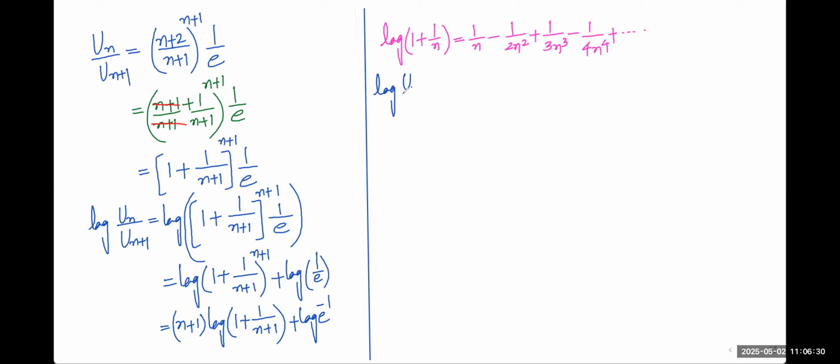Log of un by un plus 1 is equal to n plus 1 will be there outside. Let it be, keep it. First term is 1 by n plus 1, minus 1 by 2 into n plus 1 whole square. In the whole textbook there are only 3 problems of this log type, only 3 problems we have. Minus and so on. The bracket will close.